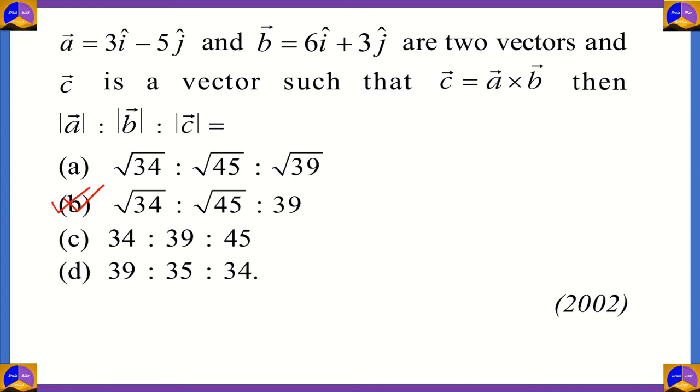So in option A, the value of mod C is given under a root. That's incorrect. And in option C and D, the values are interchanged, and also some of them are not under a root, like they're supposed to be when calculated. So option B is the correct answer for this question asked in 2002.